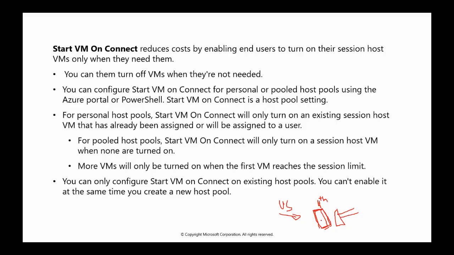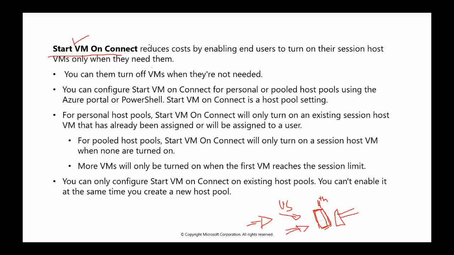So as a feature, I use the one that says turn on start the VM on connect. Whenever a user starts or opens this connection, the VM will start. If he doesn't, it will stay off. This is in brief the explanation of the VM on connect.